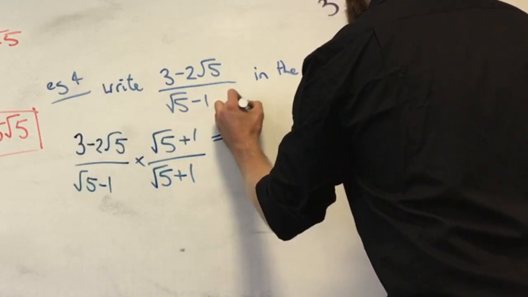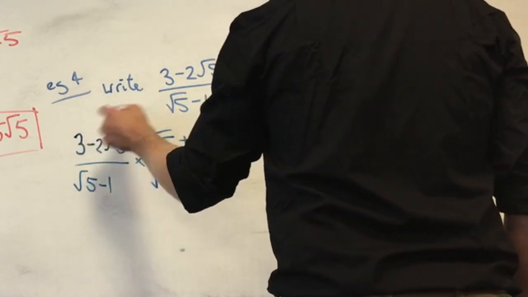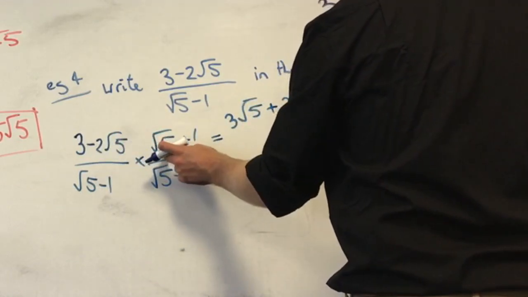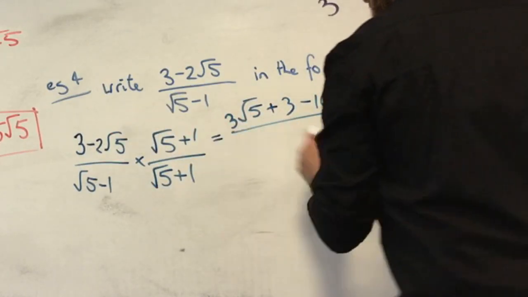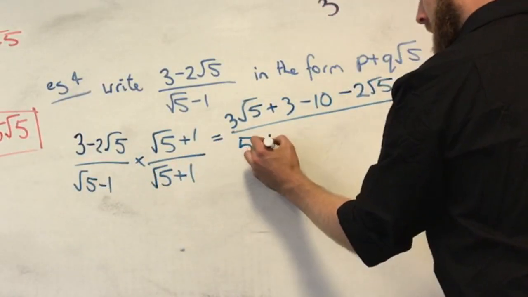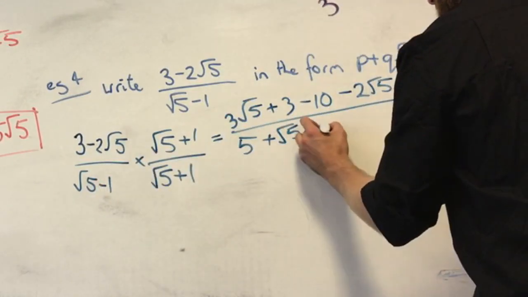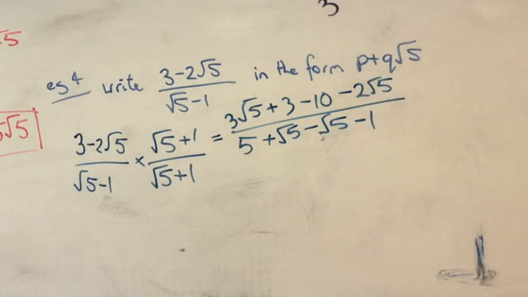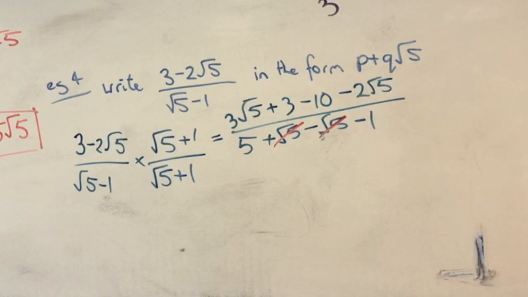So timesing the tops out: 3 root 5 plus 3 minus 10, because we got root 5 times root 5, which is 5, times 2 is 10, and then minus 2 root 5. All over root 5 times root 5 is 5, times 1 is plus root 5, root 5 times minus 1 is minus root 5, and then 1 times minus 1 is minus 1. Okay, so simplifying this one, again those terms cancel out as they have done all the way through everything.